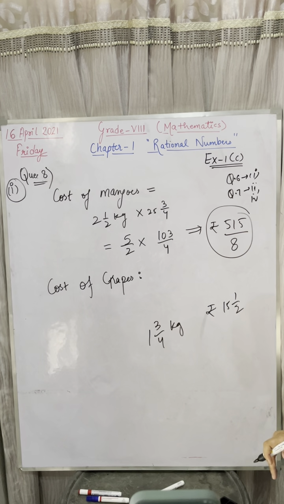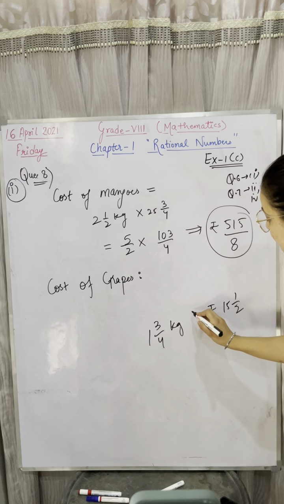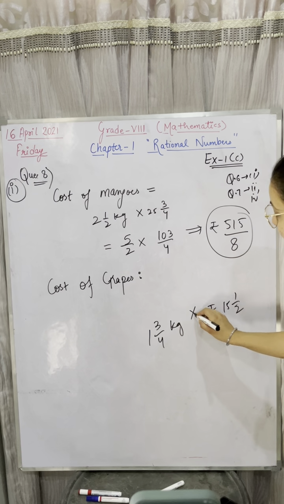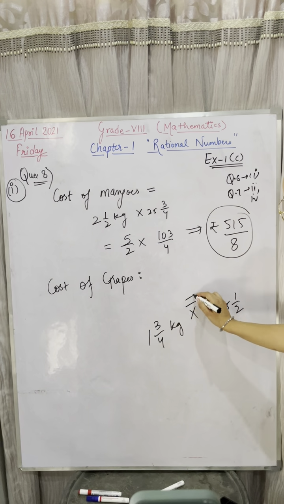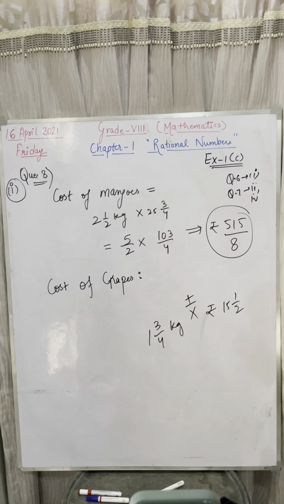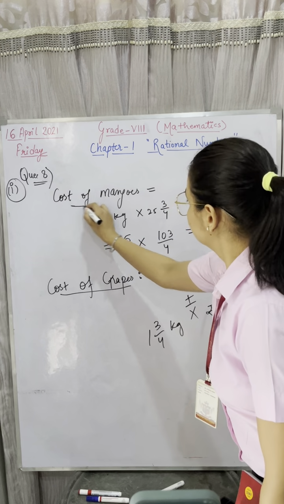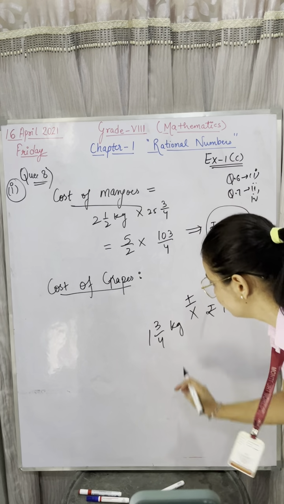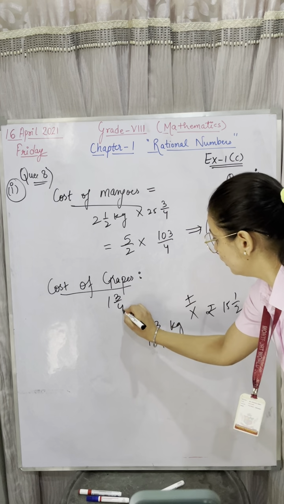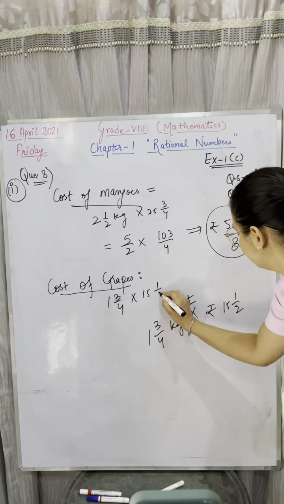Now what should I do? I'll do addition here, subtraction here, or multiply here? Tell me quickly, what should I do here? Very good. Okay, we'll do multiplication again. We'll do multiplication of these fractions: 1 3/4 multiply by 15 1/2.